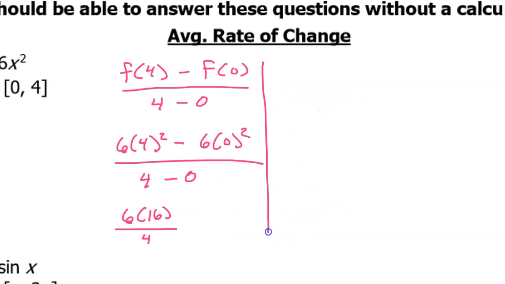Let me make a new column. 4 goes into 16 4 times. So I'm going to have 6 times 4, which is 24. So that is the average rate of change.